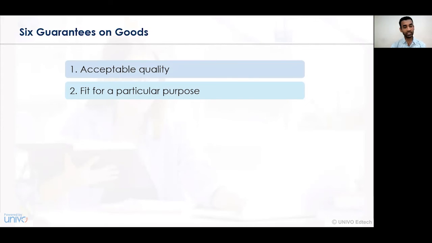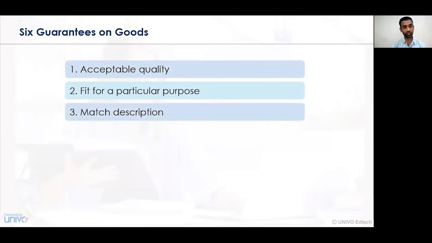The second guarantee on goods is fit for a particular purpose. It is always assumed that whatever goods and services we are purchasing are fit for consumption and fit for daily usage as to the merchantability. Hence, if the goods are being used for a particular purpose, such goods are available on a regular basis for regular consumption, and they are fit for the specific purpose only.